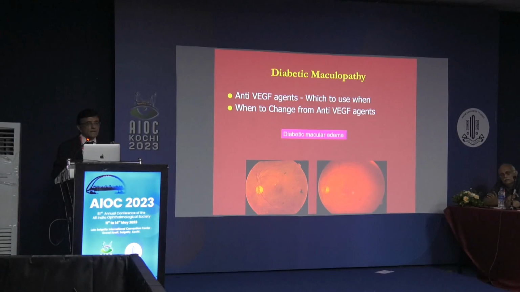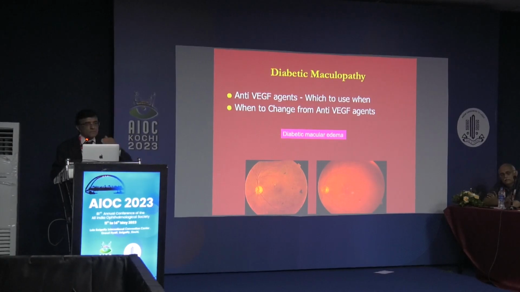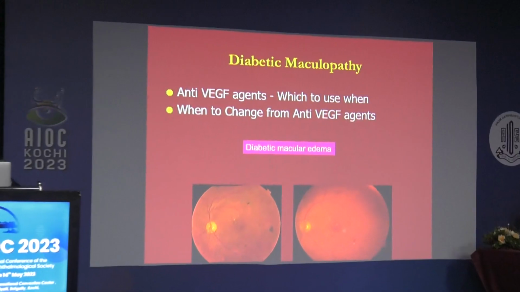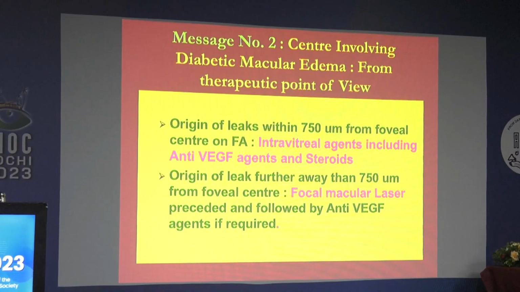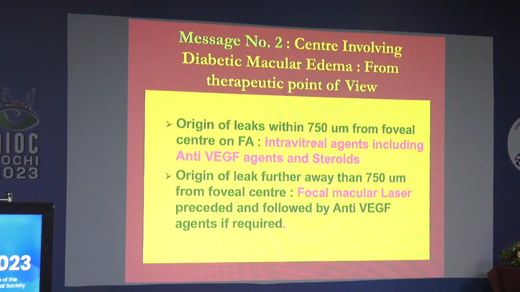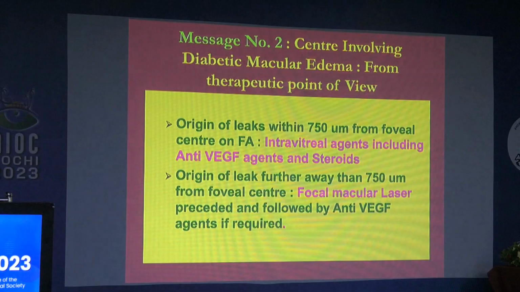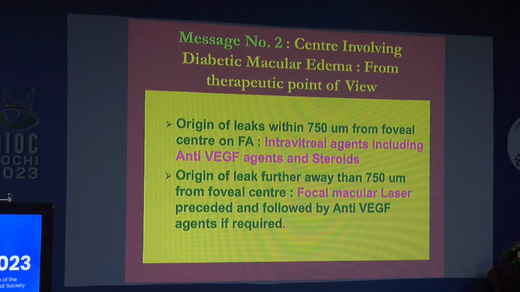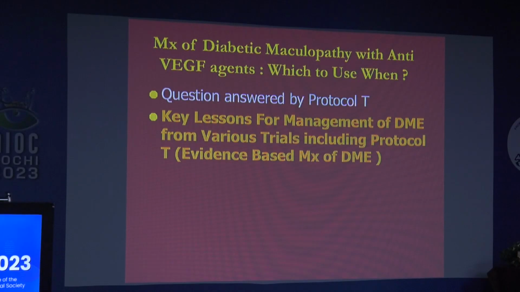A center-involving diabetic macular edema must be treated by anti-VEGFs. And how do you know that? According to what ETDRS says, it is between 500 to 3000 micron; Dr. Dinesh believes it should be from 750 to 3000 micron. So if it is from 750 to 3000 micron, you can do it with focal laser. If it is within 750 micron, one must treat with anti-VEGF.